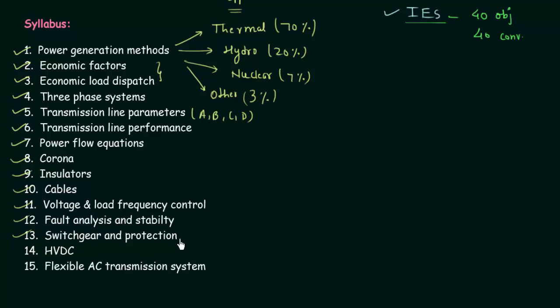13th, switchgear and protection. 14th, HVDC, high voltage DC transmission. Regarding this, keep in your mind, whenever the distance is long, then we use HVDC instead of HVAC. Instead of transmitting the AC power, we transmit the DC power. This is more economical for the longer distances. 15th one is flexible AC transmission system. Under this, we will study various devices to improve the performance of power system. In short, we call it FACTS.